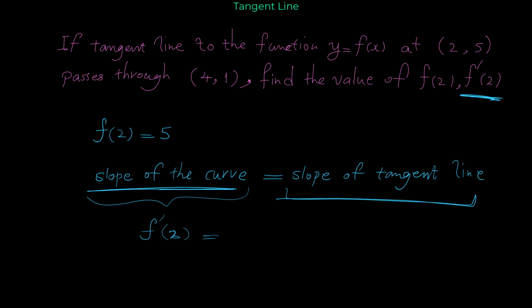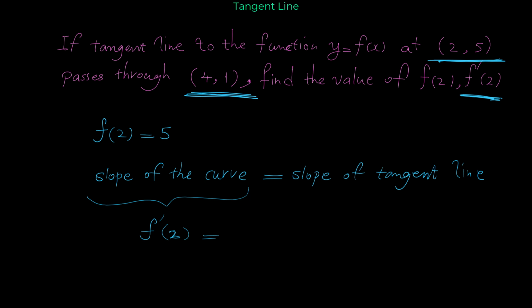Instead of finding the slope of the curve directly, because we don't have function f, how can we find the slope of the curve when we don't have the function? With this rule, the slope of the curve is the slope of the tangent line. So let's find the slope of the tangent line. But the slope of the tangent line is also not given. We don't have the tangent line. But we know that the tangent line passes through the point (2, 5) and the point (4, 1).